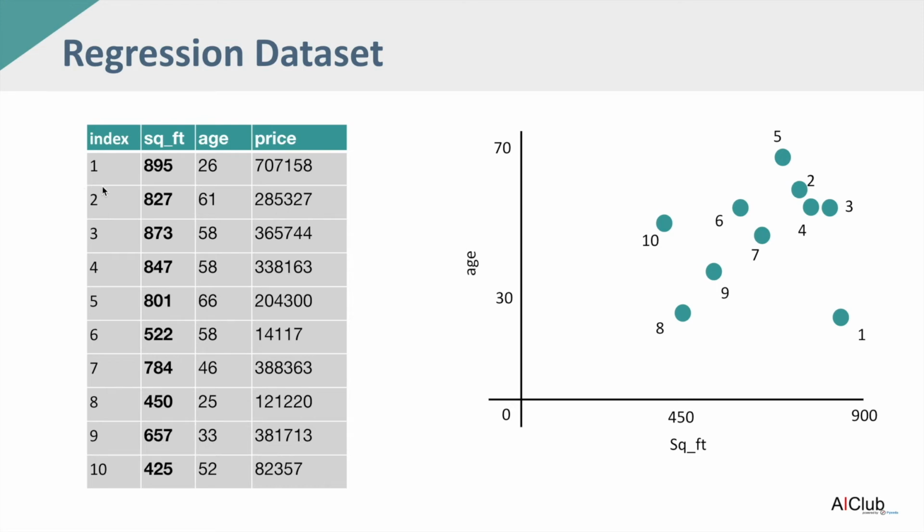This table is much bigger than the previous one because you have a new column called an index, which is here simply to identify the sample. It's not a feature. The features are square footage of the house and the age of the house. And what the AI is trying to predict is the price of the house. We have 10 points and every point represents each sample over here.